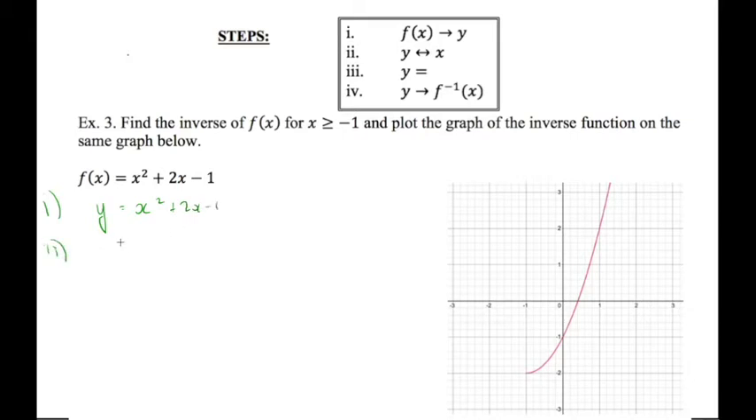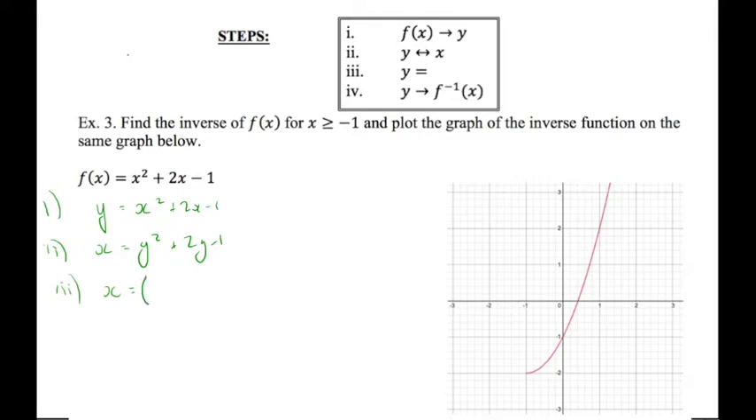Second step, let's change our y's to x's, x's to y's. Third step, let's try and rearrange this for y equals. A bit tricky, but hopefully you can notice that we can complete the square here. If we complete the square, we're only going to have one y on this right-hand side, which is exactly what we want, because then we can rearrange it.